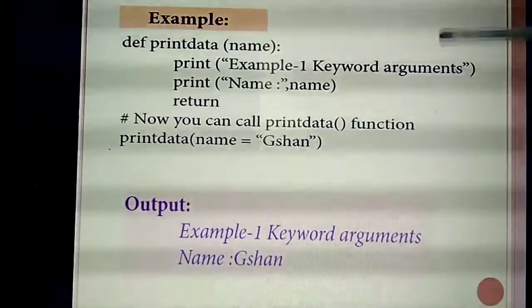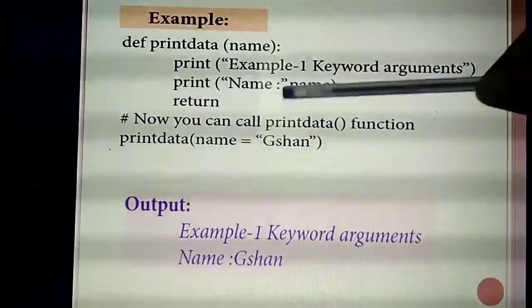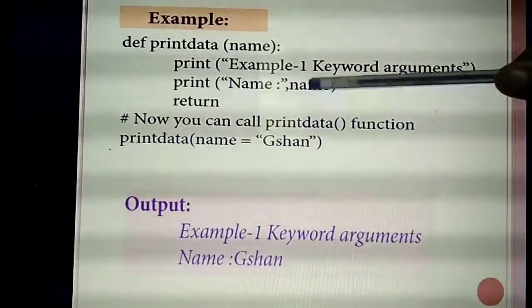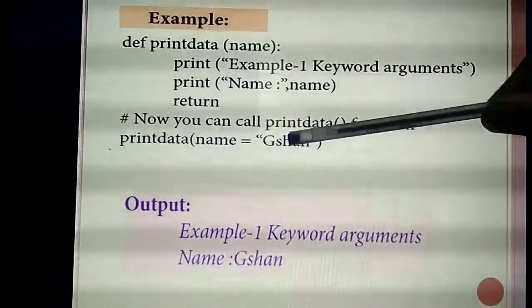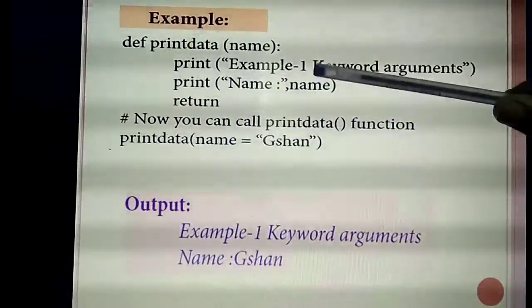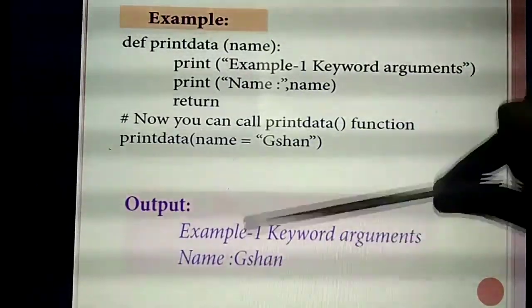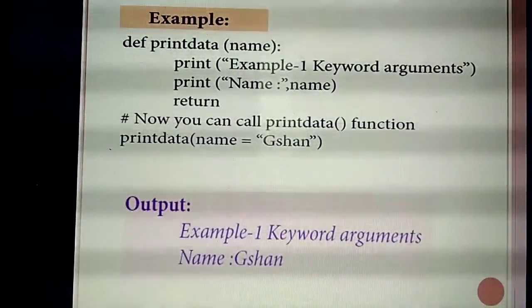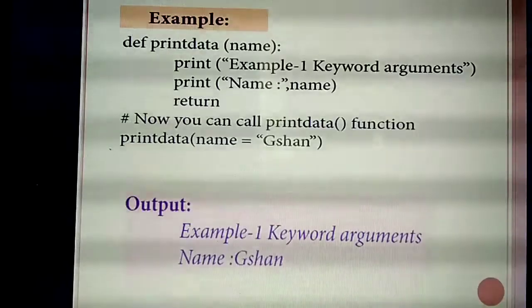Example 1 keyword arguments. Then the second line will come. Print. What will it print? Name. So in the place of name, what are you giving? Calling the function. So automatically the control goes to the calling function. In the place of name, what value have they assigned? Jishan. So what will it print? Name equal to Jishan. Understand? Understand or not? This is the example for keyword arguments.